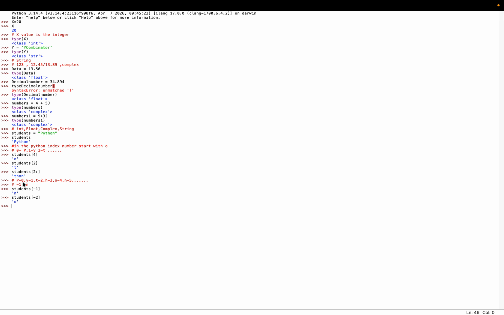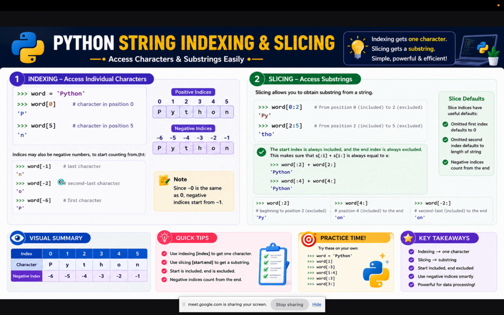So in Python, the index starts with positive also and negative also. That is what I'm going to explain. In the positive indices, P0, Y1, T2, H3, O4, N5. The same way the negative index will be N minus 1, which is the reverse index. Now O minus 2, H minus 3, T minus 4, Y minus 5 and P minus 6.